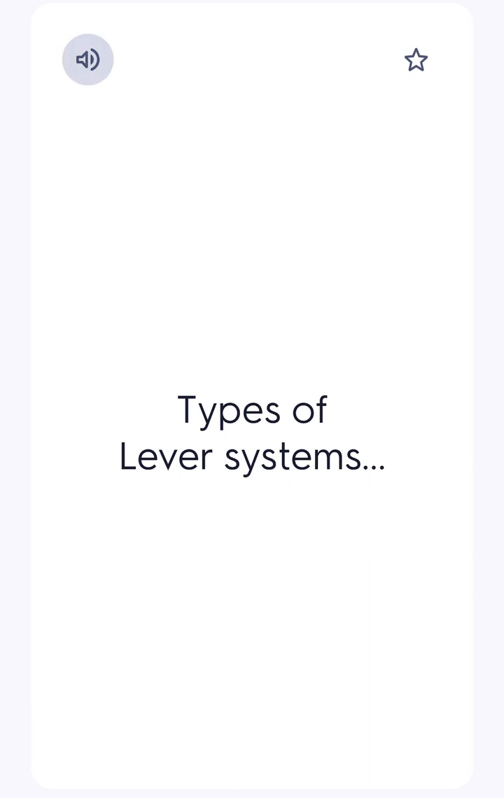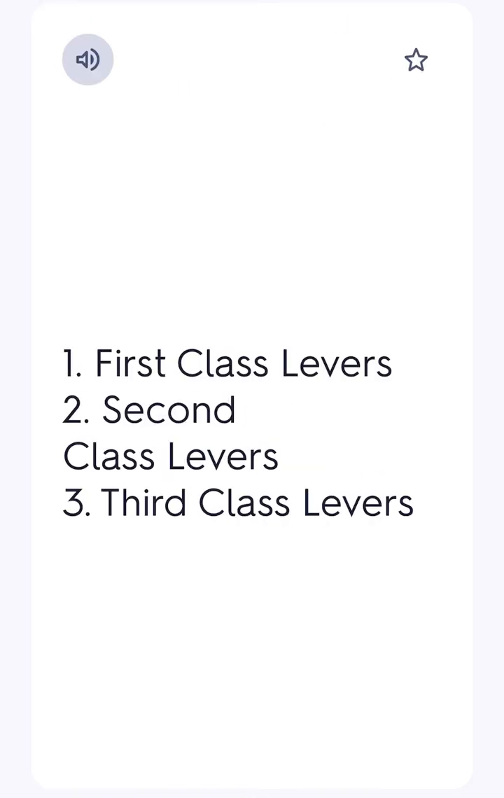Types of lever systems. 1. First-class levers. 2. Second-class levers. 3. Third-class levers.